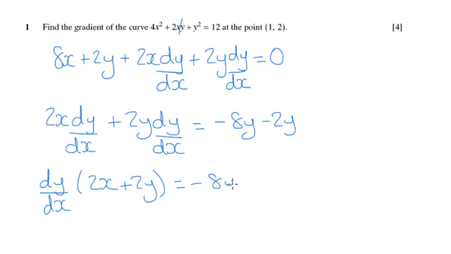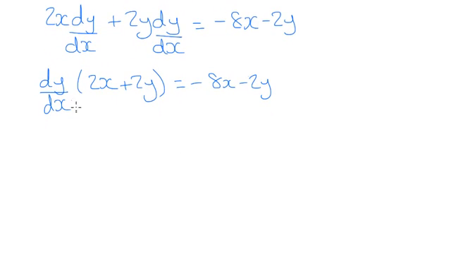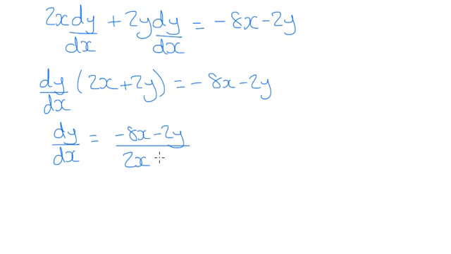and that still equals minus 8x minus 2y, and then we can divide by that bracket there to say that dy by dx equals minus 8x minus 2y, all divided by 2x plus 2y.